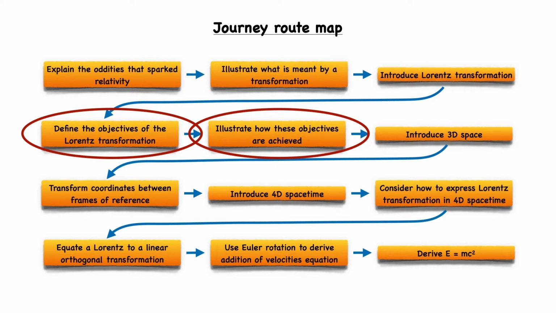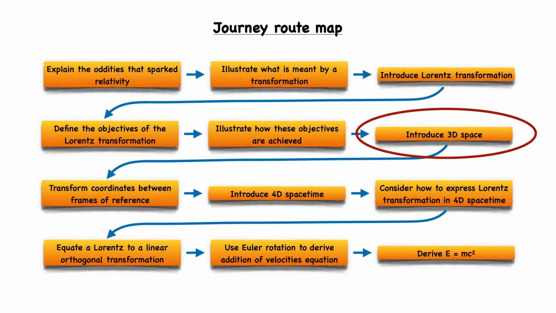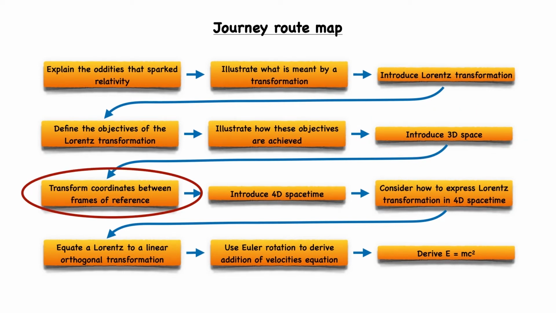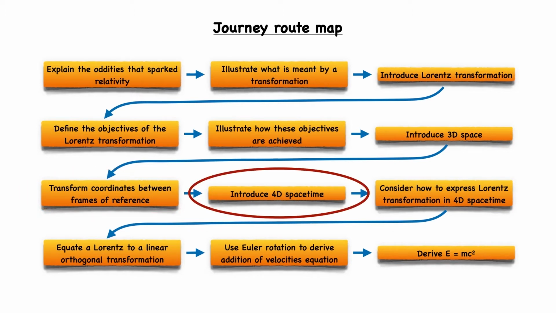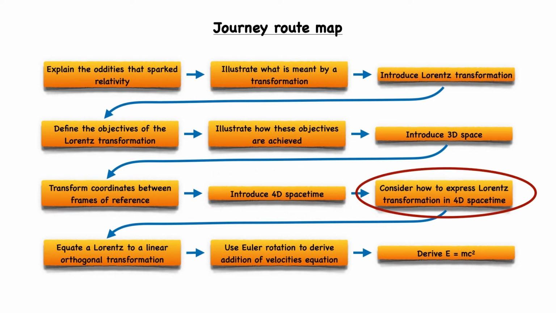The next 2 frames are very important. This is where I define what the Lorentz transformation achieves and how it achieves it. So, next we look at 3D space, and in particular how things move between what we call frames of reference in 3-dimensional space, then go on to show how time can be introduced as a 4th dimension, so giving rise to 4-dimensional space-time. Then we ponder how we can express the Lorentz transformation in 4-dimensional space-time, especially since it doesn't look anything like the transformations that move things between frames of reference.